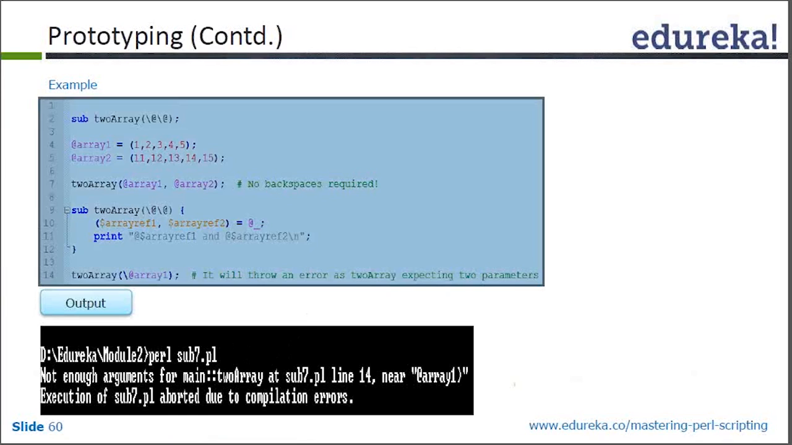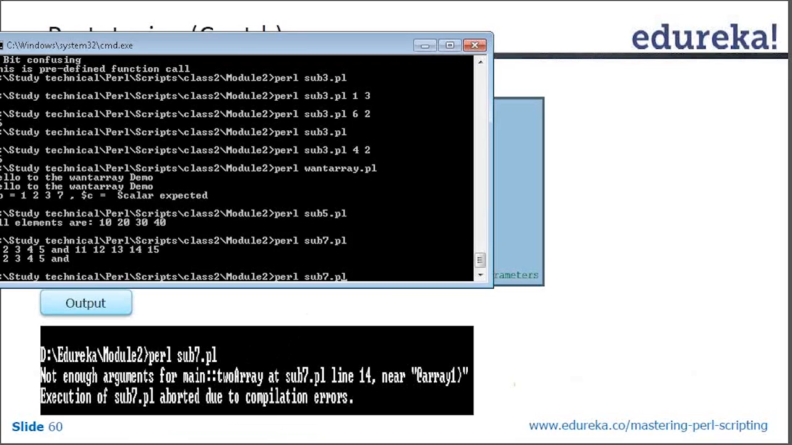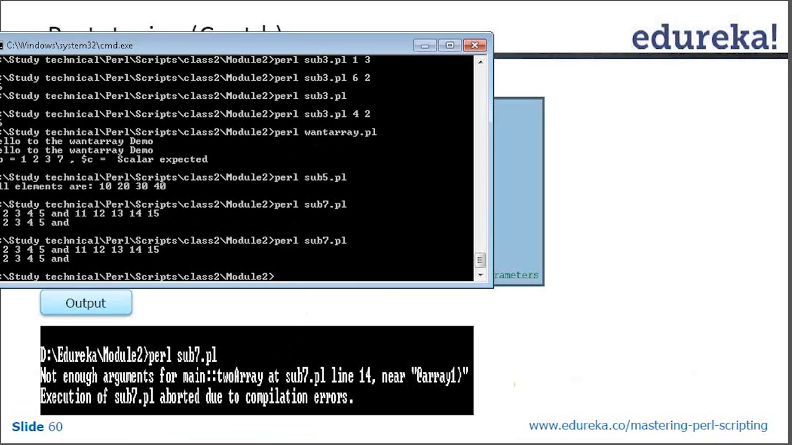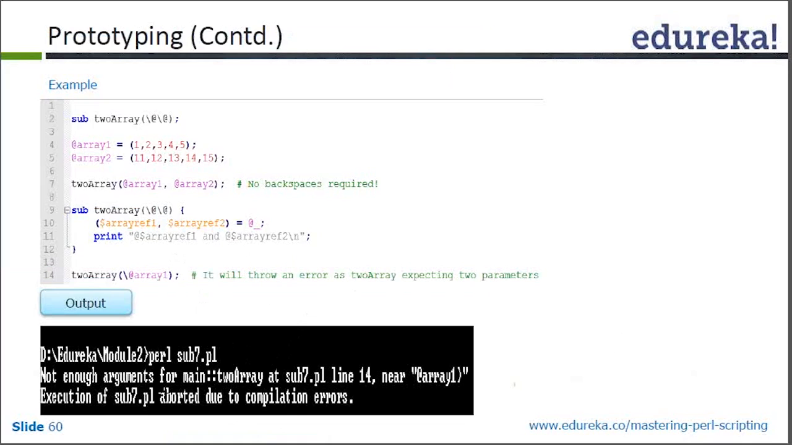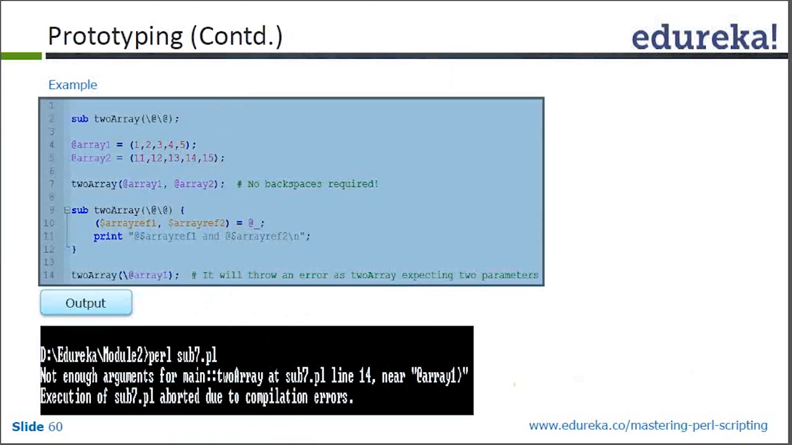This is the last slide, and we'll also execute perl sub7.pl. Actually, I think this is not correct, because in sub7.pl we are passing the right number of arguments. What is happening is, in the first case we are passing two arrays, so it prints both arrays. In the second case, we are only passing one array reference, so it is just printing one array. So I don't think this is right, so you can just ignore it. That's it, we are done with this session.